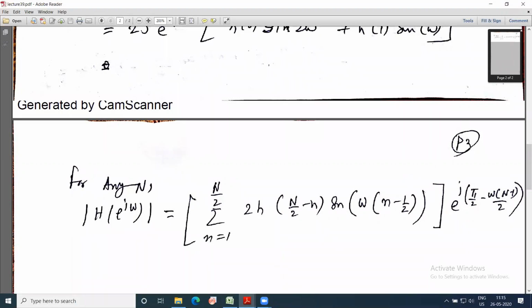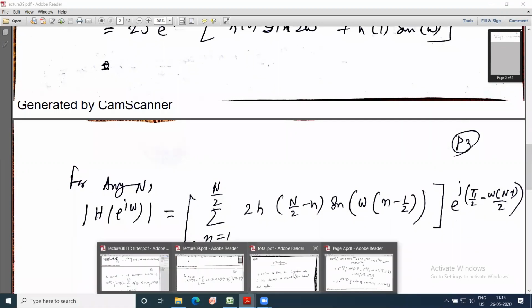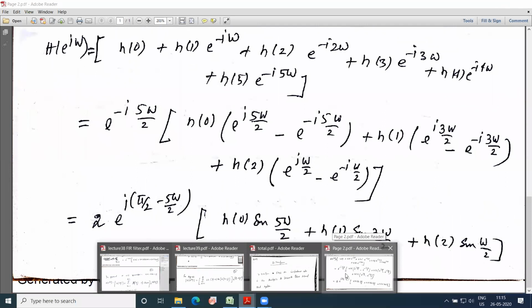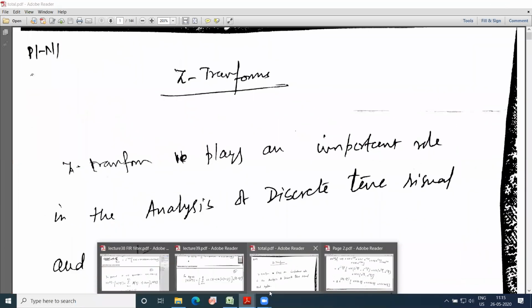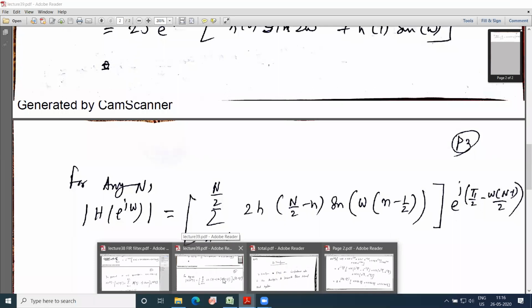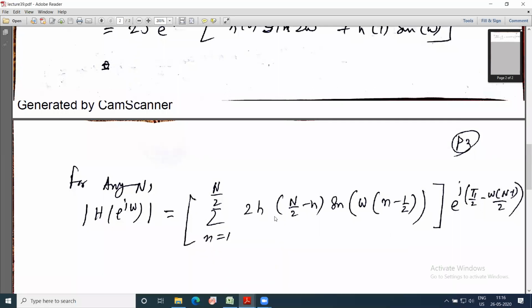Now let us see the phase. Here also e power j pi by 2 minus 5. So in general, it will be e to the power j pi by 2 minus n minus 1 by 2. All right. Now, next is this chart. If I put n equal to 1, what is the value? See, n equal to 6 means n by 2 minus 3. Right. So this expression is for n equal to 1 to 3.